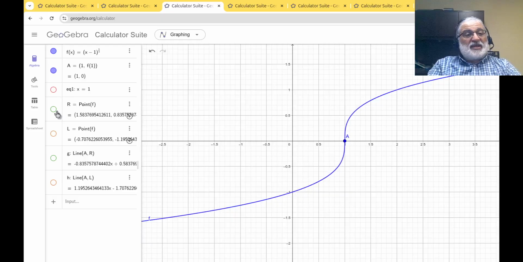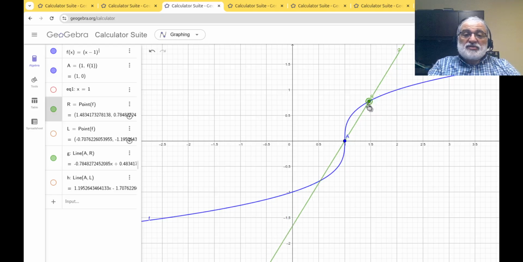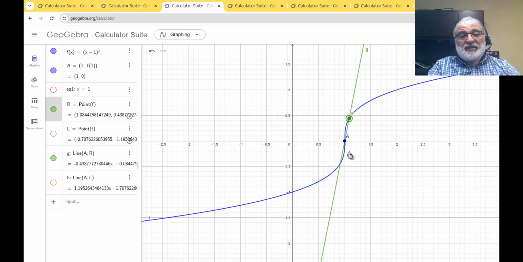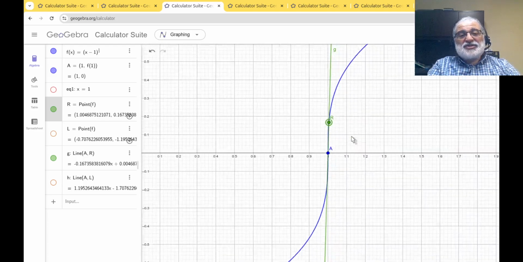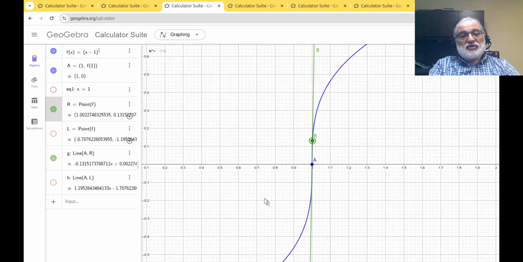So let's see if we have the point R right here to the right of A, and if we connect R to A like this to get a secant line, and then we bring R closer and closer to A. Look at what's happening to this line. It's approaching a vertical line. That's what's happening from the right side.